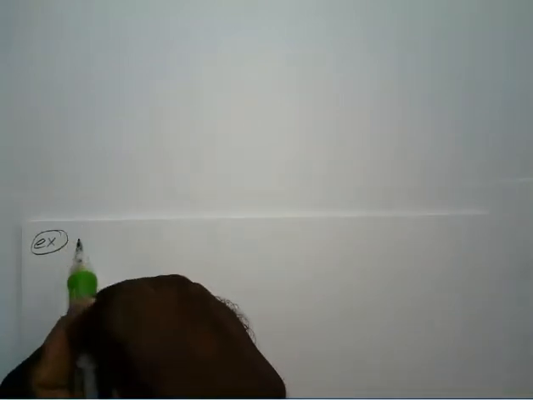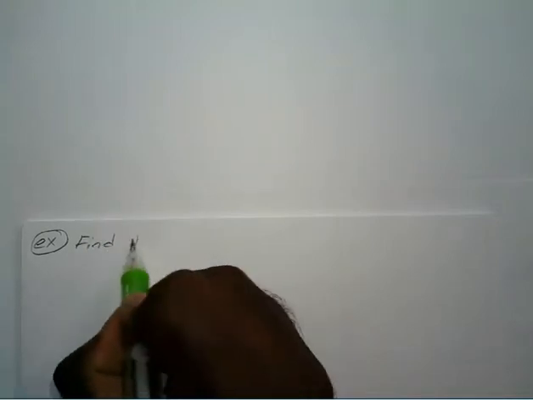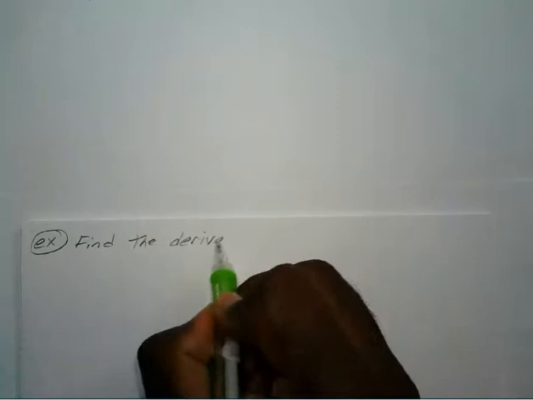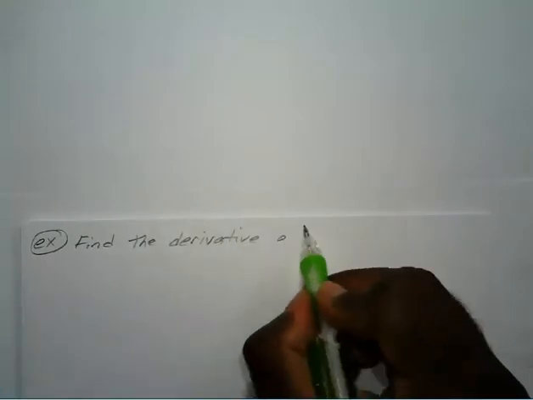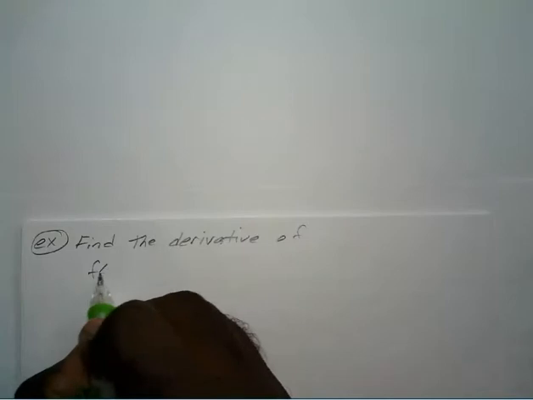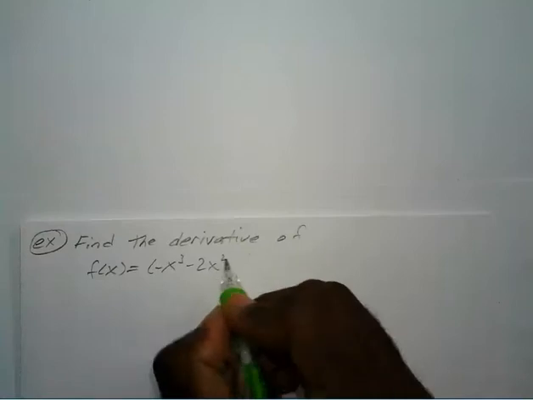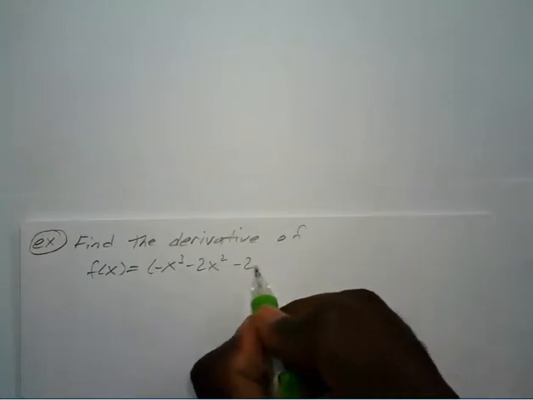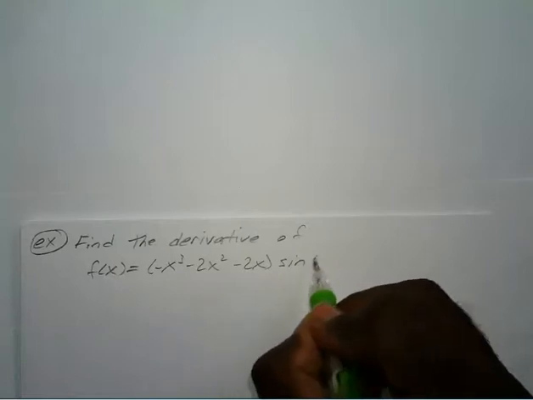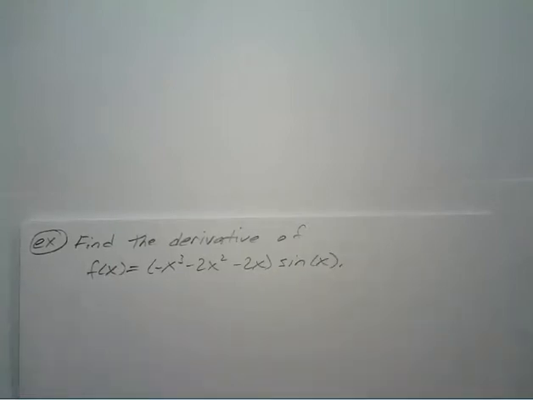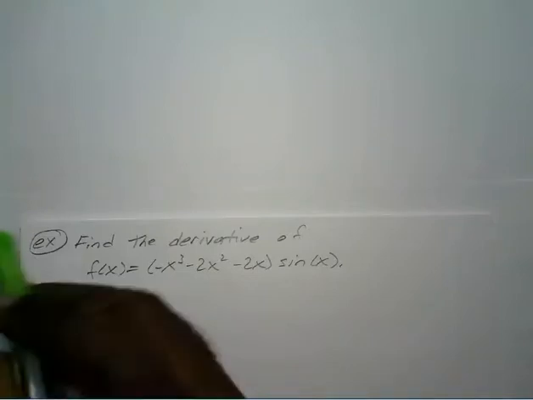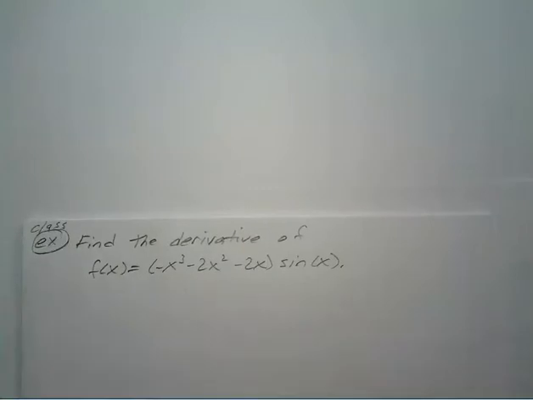All right. So if you wanted to find the derivative of, again, let's say f of x is equal to negative x to the third minus 2x squared minus 2x times sine of x. All right, so what I want you to do is go ahead and press pause and try to work this one out on your own.